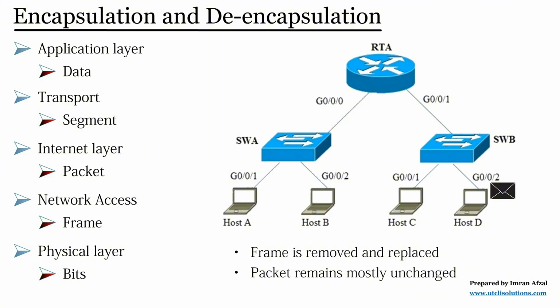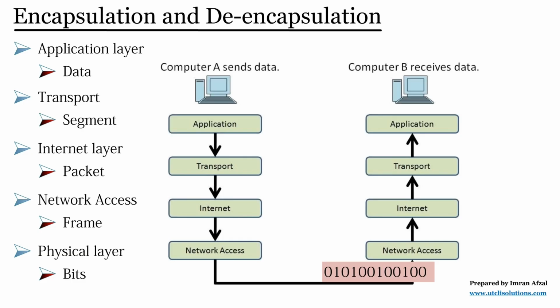When the packet arrives at the destination device, the process is reversed. The network access layer removes the frame header and trailer. The internet layer removes the IP header. The transport layer removes the TCP header. Finally, the application layer receives the original data and processes the request.